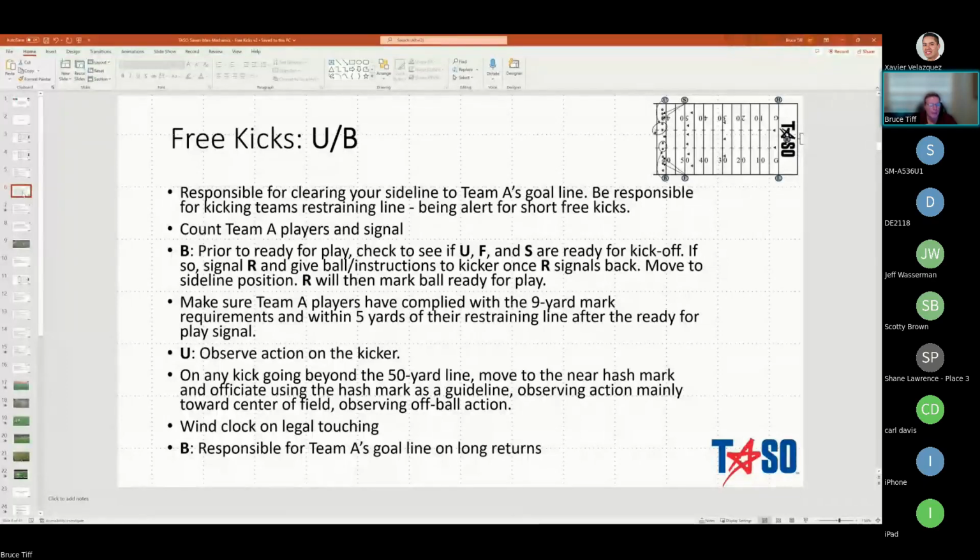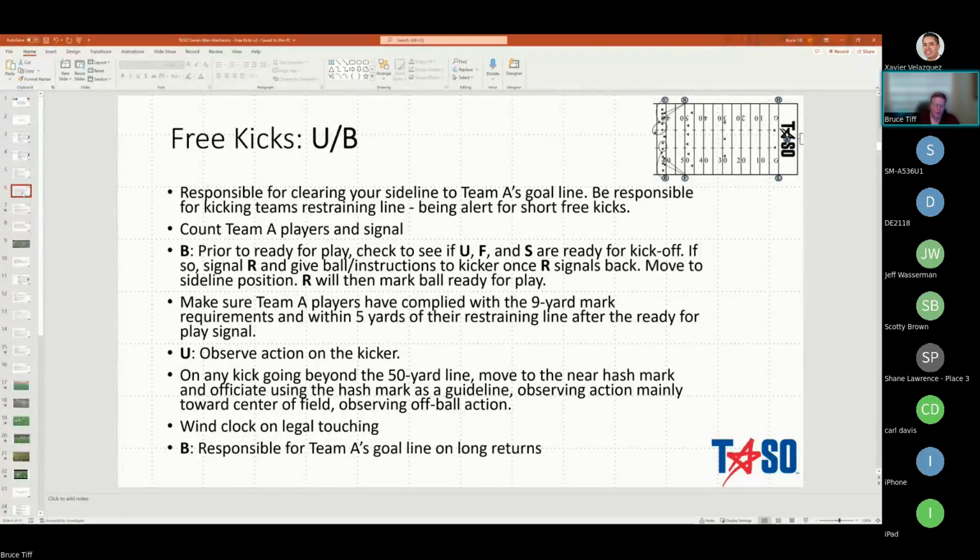The back judge, just so you know, prior to the ready for play, is going to be the person out there giving the ball to the kicker. So when he's out there, we want to see if the U, the F, and the S are ready for kickoff. If so, we want to signal to the R that everyone's in position. We want to give the ball to the kicker and give the instructions to the kicker. Specifically, make sure you mention do not kick the ball if it's falling off the tee, and do not kick the ball until the referee.